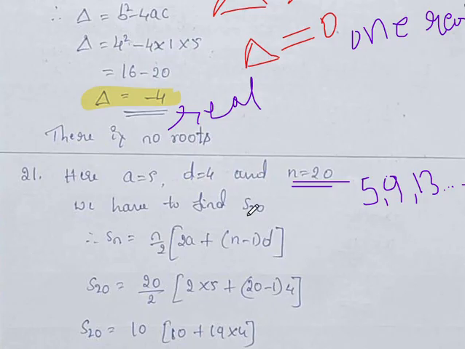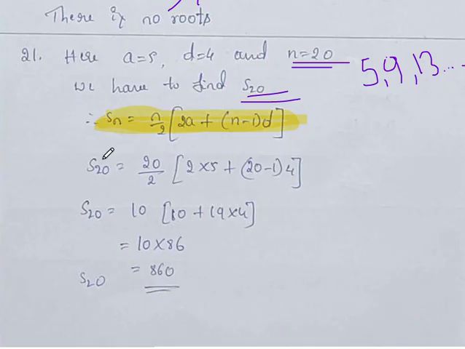So we have to find out S20. We know the formula for the sum of n terms: Sn is equals to n by 2 into 2a plus n minus 1 into d. If you know this formula, just substitute the values of a, d and n, simplify, and you'll get the answer. So instead of n, we write 20. S20 is equals to 20 by 2 into 2 into a value, 5, so substitute here, plus n value 20 minus 1 into d value 4.